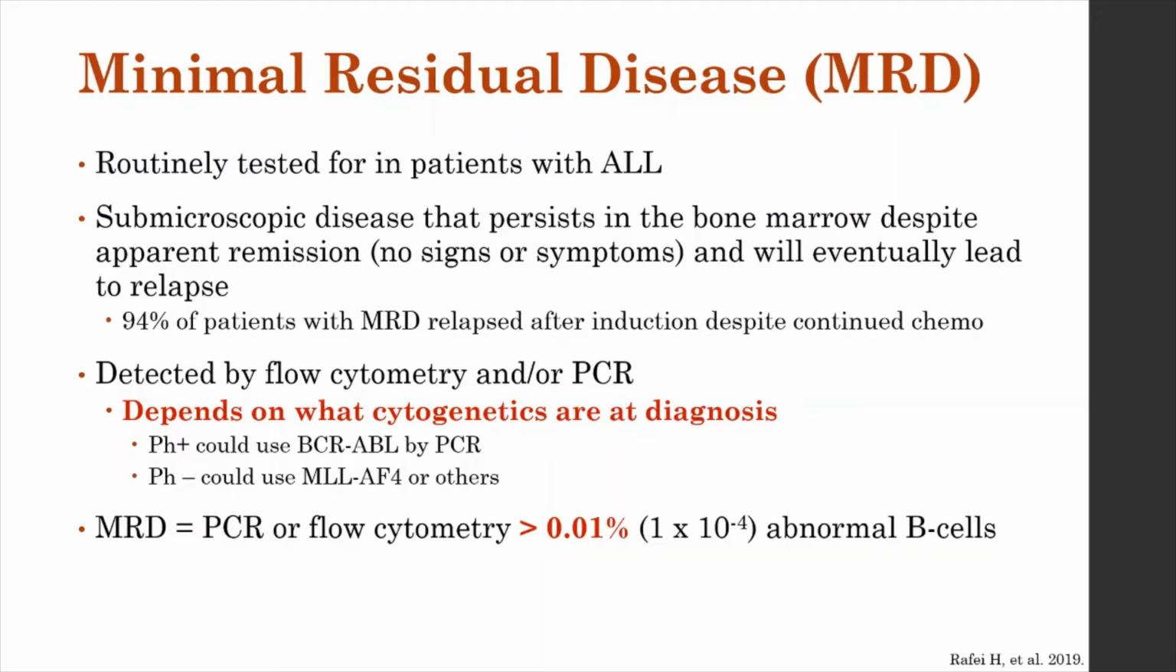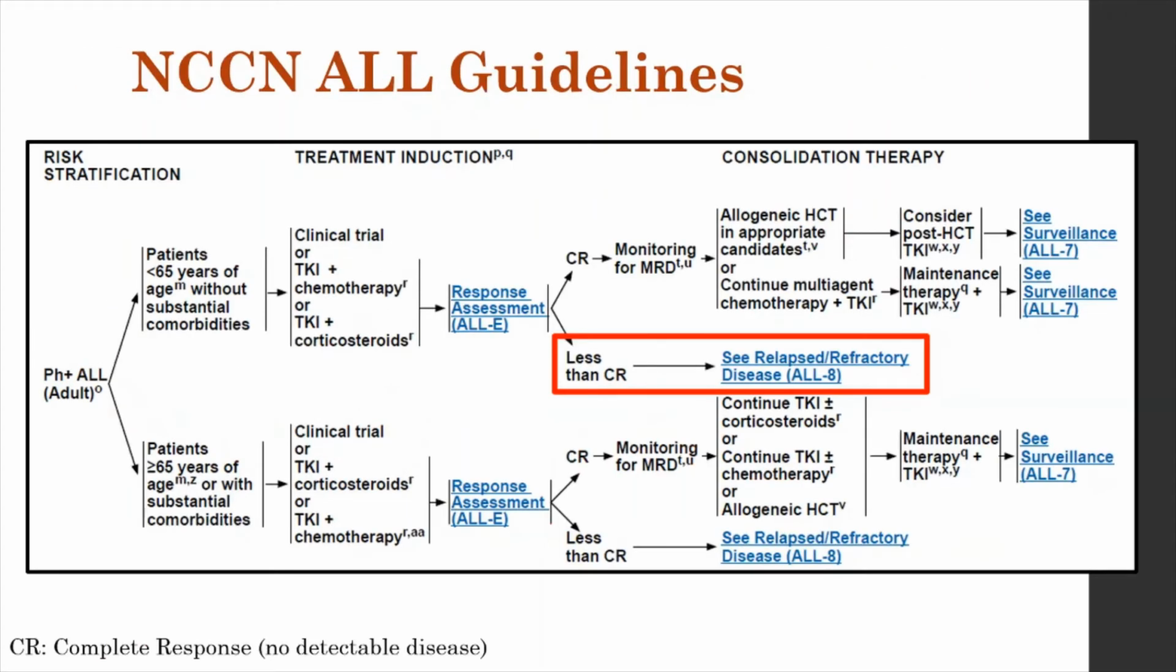So where are we going to go next with his treatment? Let's go back to our treatment algorithm. So we started him on a TKI plus chemotherapy. We assessed his response with a bone marrow biopsy, and because he had minimal residual disease, he had less than a complete response. So he has refractory disease.